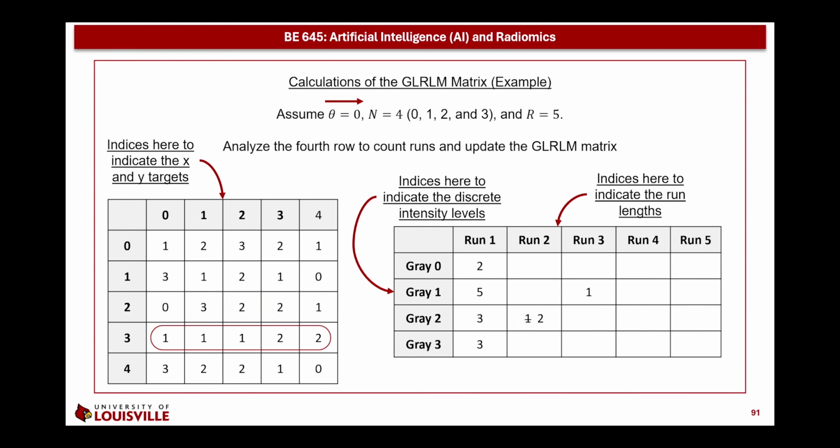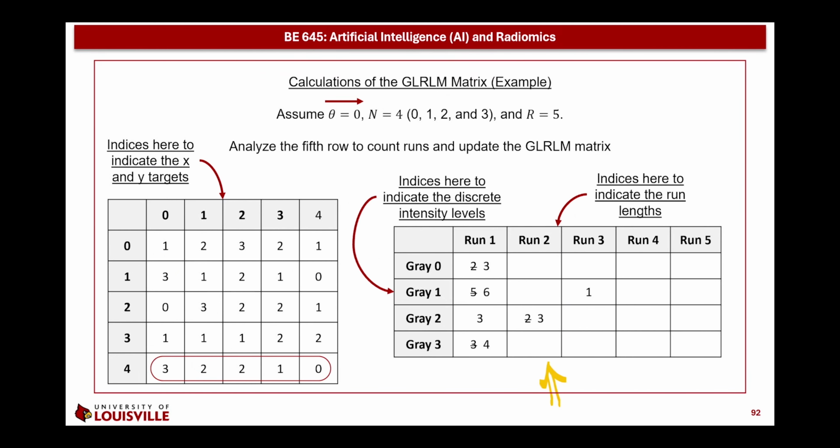For the next row, 1 is repeated 3 times because there are 3 consecutive ones in that row or that direction. So we will go to gray 1, run of 3, and increment that field by 1. And for 2, this is a run of 2, so we will go to gray 2 and increment that field of run 2 by 1. And the same for the last row. So the final run length matrix will be like that, and empty fields will be zeros.